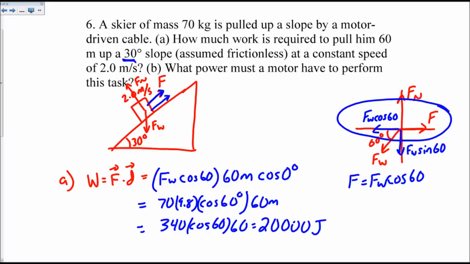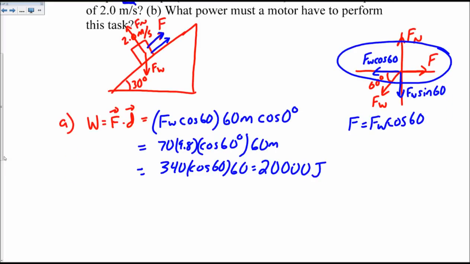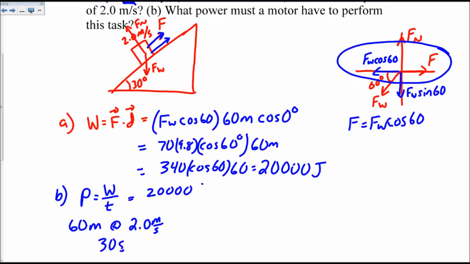All right. We also need to know what is the power, part B. Power is defined as work over time. So we could ask ourselves, well, how long does it take to go 60 meters at 2 meters per second? All right, and you would come up with, well, 60 divided by 2 is 30 seconds. All right, so we could just take that 20,000 joules divided by 30 seconds, and we would get 680.